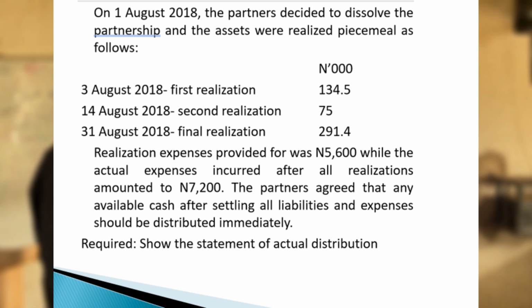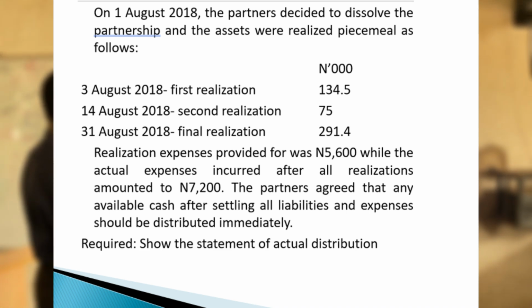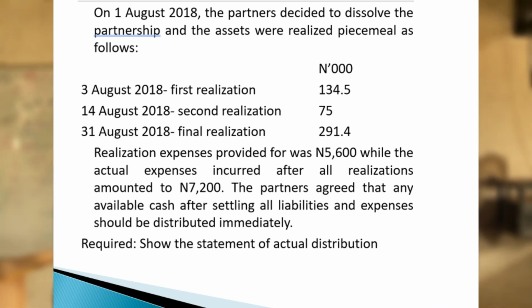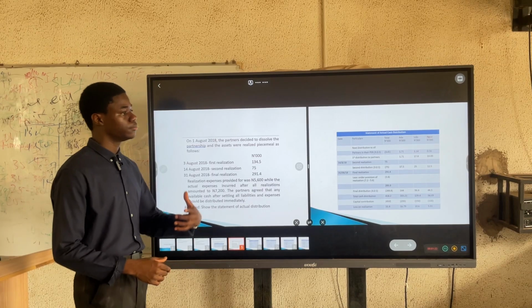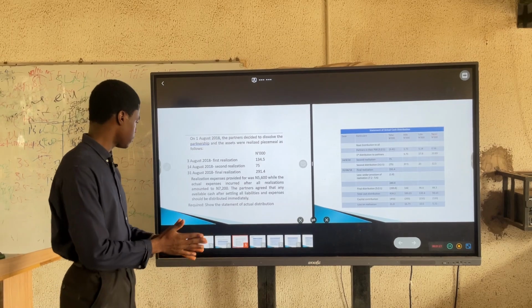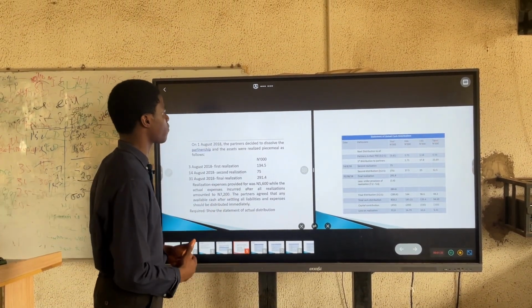And then the realization expenses provided for was 5,600, while the actual expenses incurred after all realizations amounted to 7,200. The partners agreed that any available cash after settling all liabilities and expenses should be distributed immediately. Show the statement of actual distribution. So like I said, the main goal is to prepare the statement of actual cash distribution, right? And we're going to be using the surplus capital method for this one.